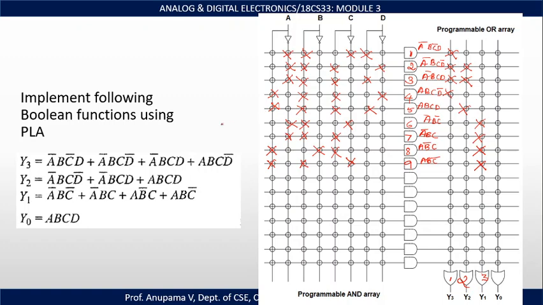So the last expression is Y0 is equal to ABCD. ABCD is implemented already using AND gate 5. So let us implement Y0 using OR gate 4. So in the OR array line 4 and AND array line 5, draw X mark. So we have implemented all the Boolean equations using PLA.